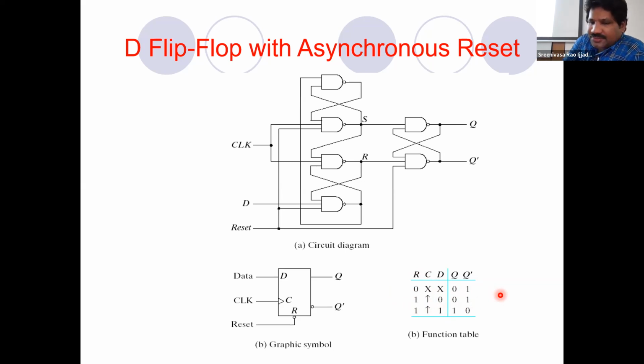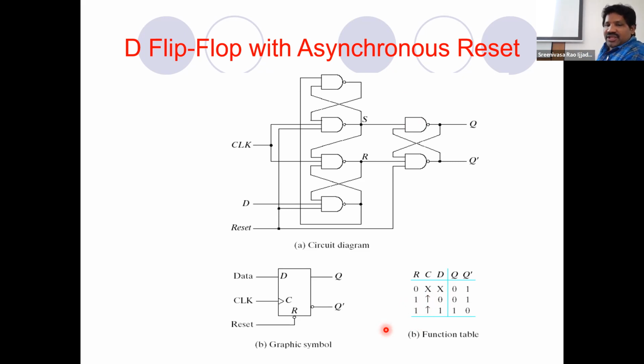And if you see the next row, what happened? If the reset is 1, with the clock change, that means positive edge clock, that is upward direction, from 0 to 1. Here you see the symbol. What is there? The arrow mark is upward, which means positive edge, nothing but change of the clock from 0 to 1.